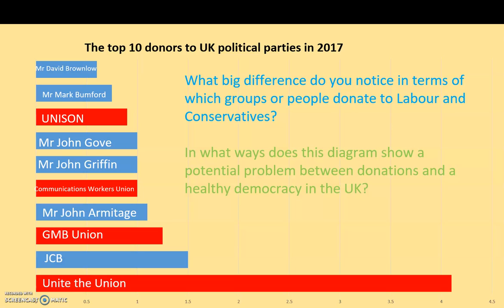The leader of Unite the Union, Les McCluskey, is a close friend and ally of Jeremy Corbyn. He's actually shown some discontent at Keir Starmer and what's happened to Jeremy Corbyn. So again, it does show that parties that become reliant on, in this case, Unite the Union and the GMB, or for the Conservatives, JCB and John Armitage, they can, if they're not careful, become captives to these people or groups with lots of money, especially if they become very reliant upon them.